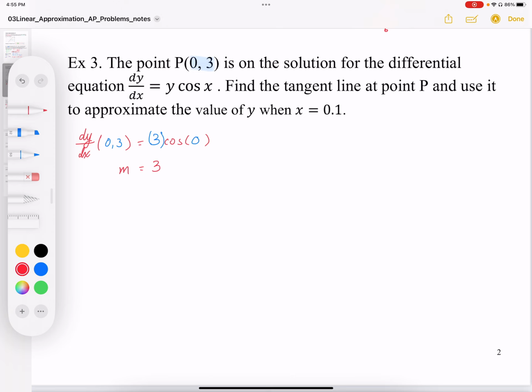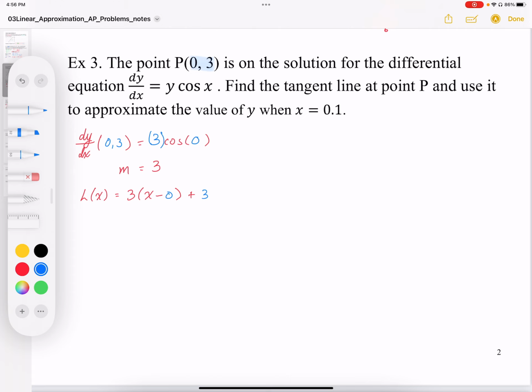So then find the tangent line at point P, the tangent line that approximates the y value. I'm going to write that as L(x). My tangent line equation is going to be my slope times (x minus 0). Again, I'm using point slope form, plus y equals 3. So (0, 3) shows up in my point slope equation. That's my tangent line equation.